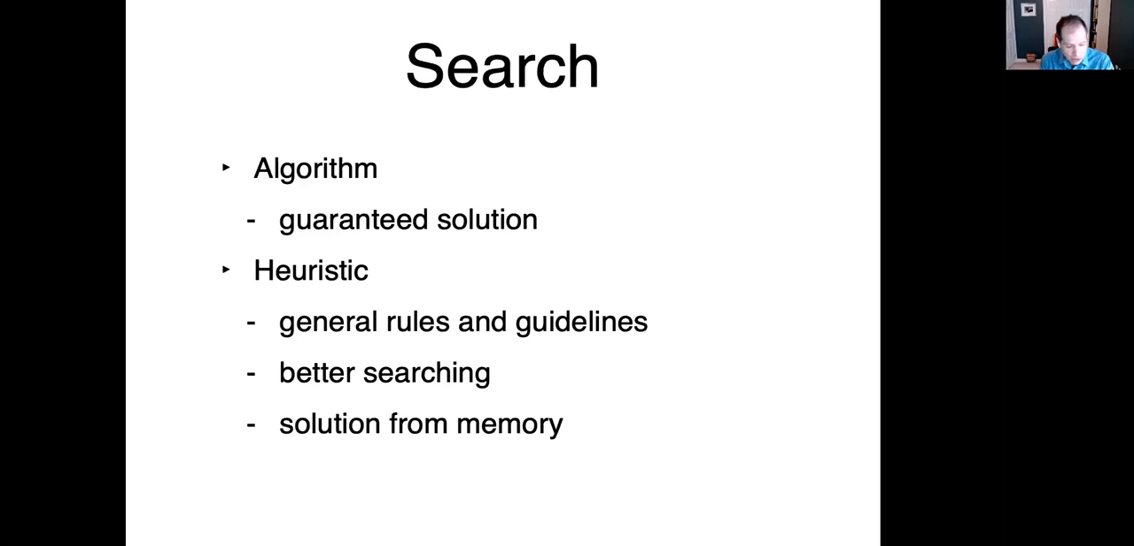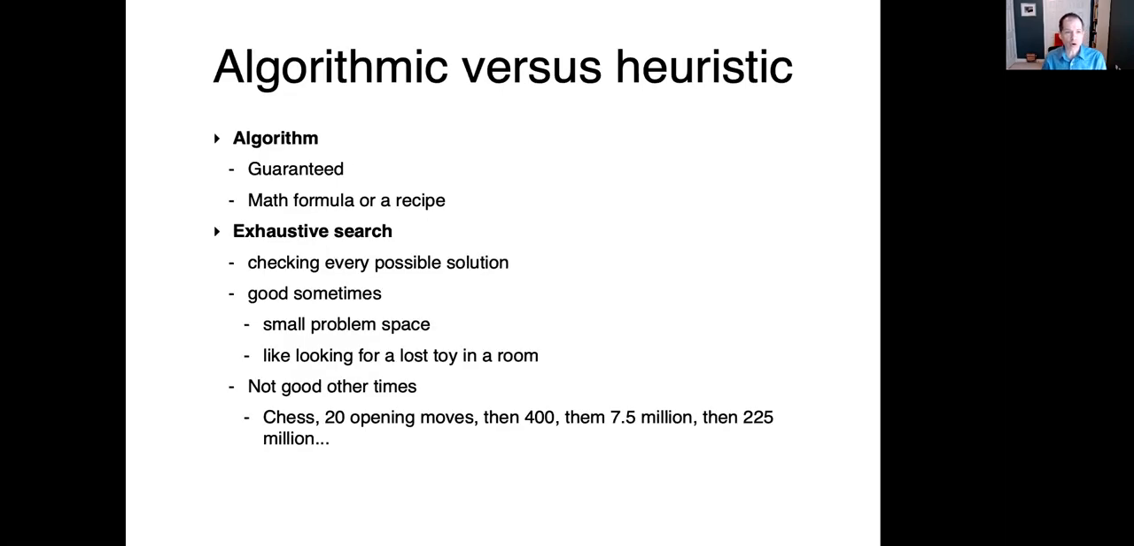Algorithms are great for computers, especially if they're fast computers and fast algorithms working in parallel. They're not so good for most of us because we don't have time to work through all of those things. So what we have to use are some general rules and guidelines. We need better searching and we need to rely on solutions for memory.